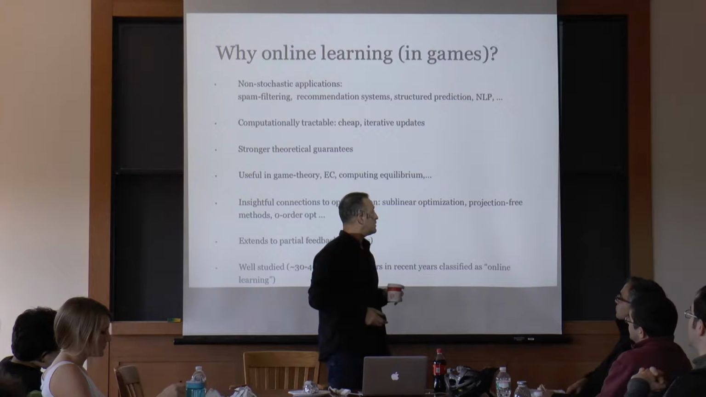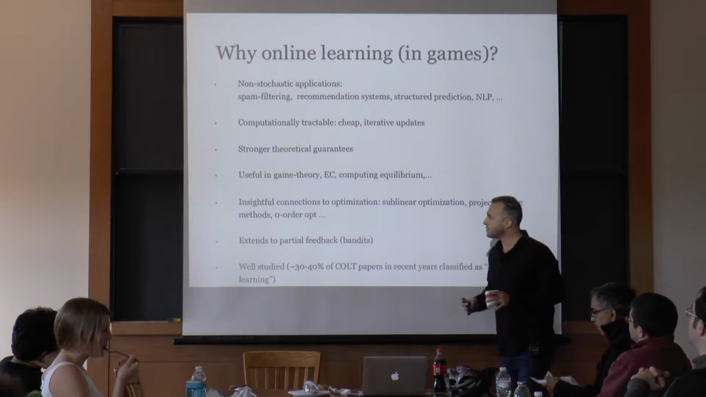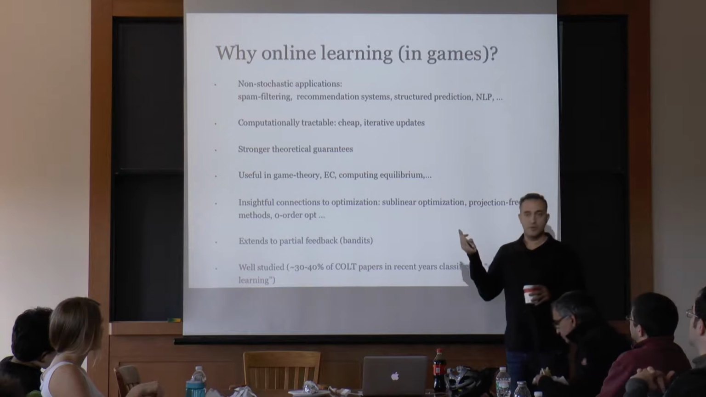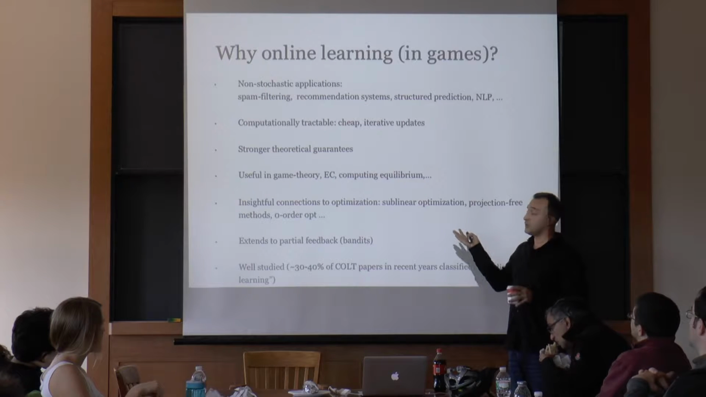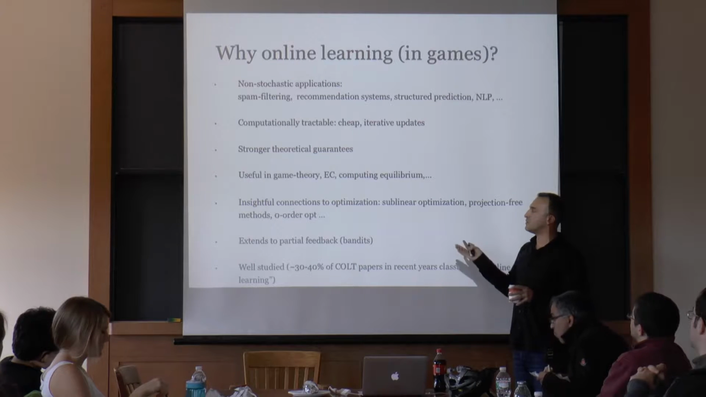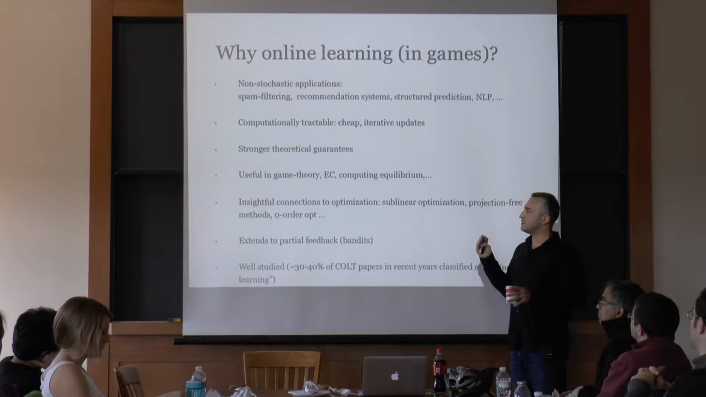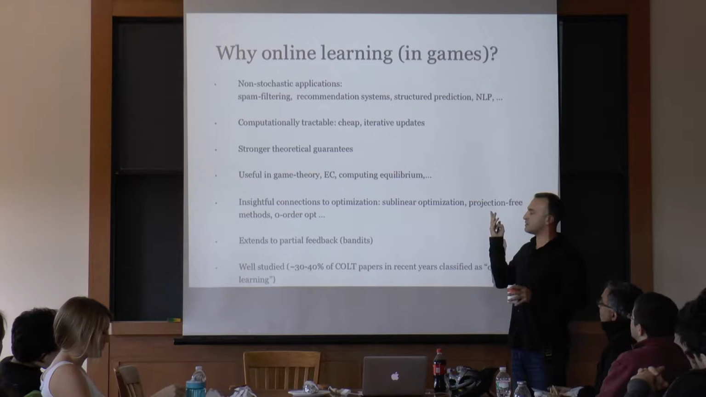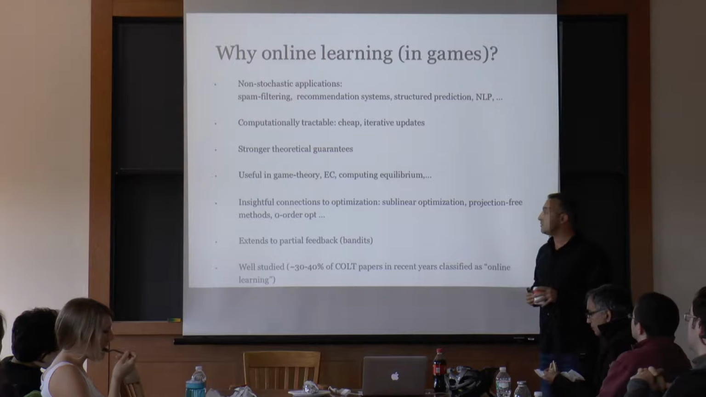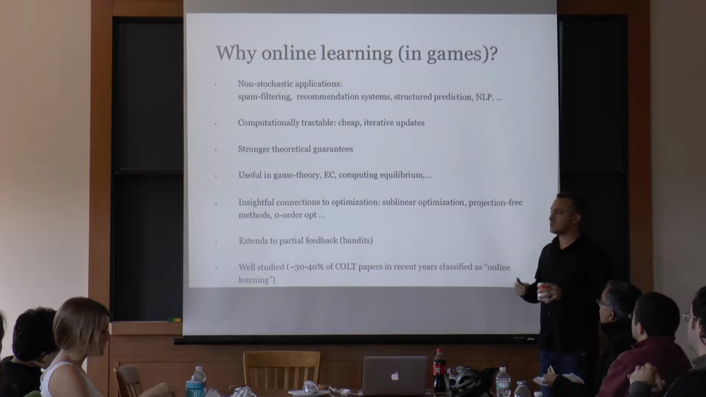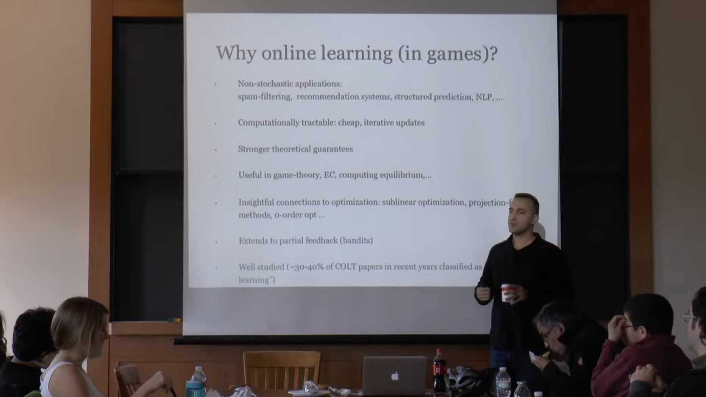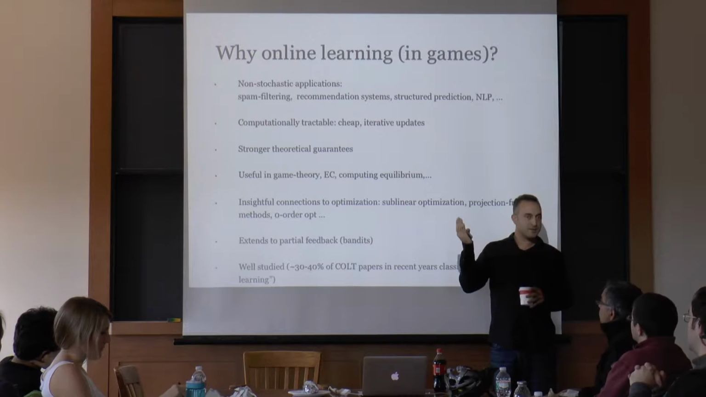Right. Online learning has become very popular in recent years, and it gives stronger theoretical guarantees. You can prove formally, I will do it in a minute, that online learning implies statistical learning, and it is useful because it has a game theory connection and insightful connections to optimization. Many things came out of this study, such as sublinear optimization, projection-free methods, and zero-order optimization. There is the whole connection to bandits, multi-armed bandits, and decision theory, which is present in online learning, but not so present in statistical learning.